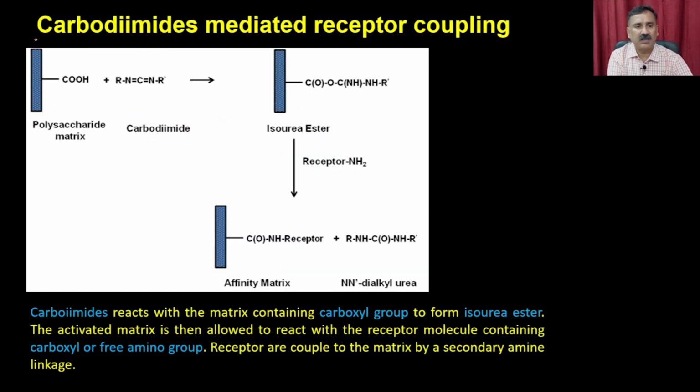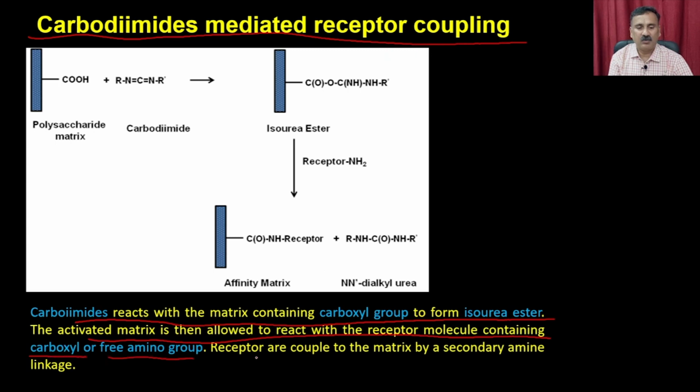Then you can also use the carbodiimide mediated receptor coupling. In the carbodiimide receptor coupling, carbodiimide reacts with the receptor containing a carboxyl group to form the isourea ester and the activated matrix, and then is allowed to react with the receptor molecule containing the carboxyl or free amino groups. The receptors are coupled to the matrix by a secondary amine linkage.